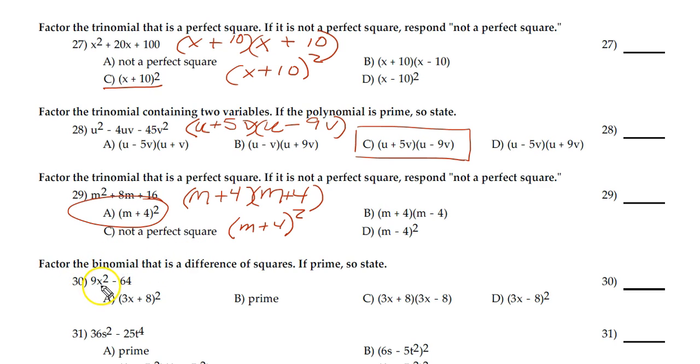Looking at 30 now, this is a perfect square. This is a perfect square. So we have the difference of squares, which factors into their conjugates. So this will be 3x plus 8, 3x minus 8. Now again, you can reverse the plus and minus signs. So 3x plus 8, 3x minus 8, this is a C.